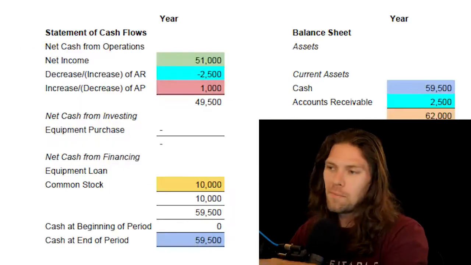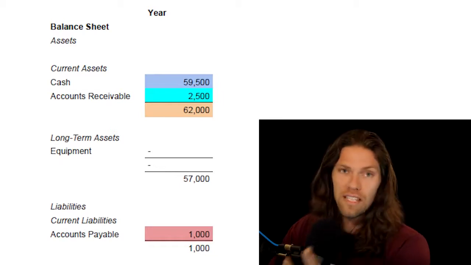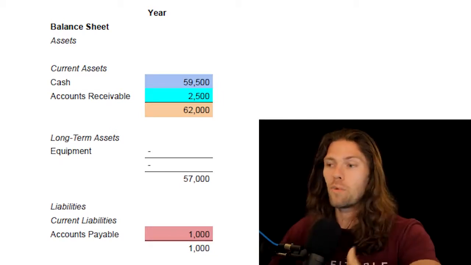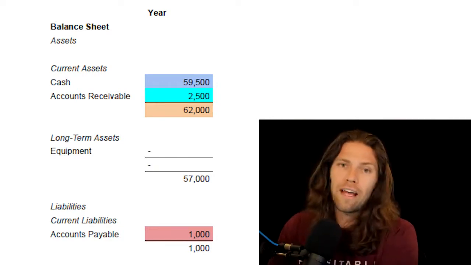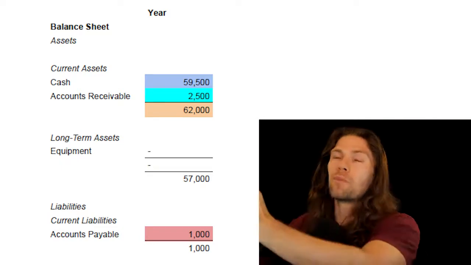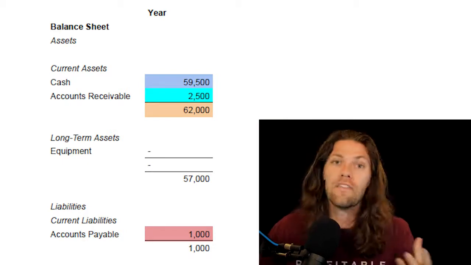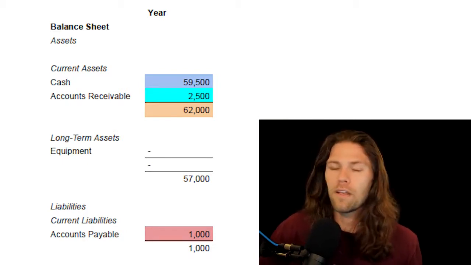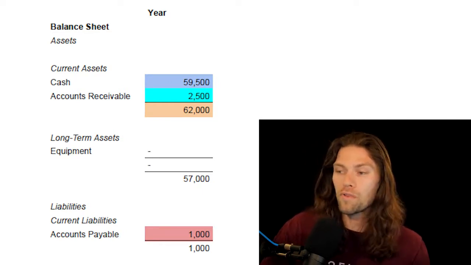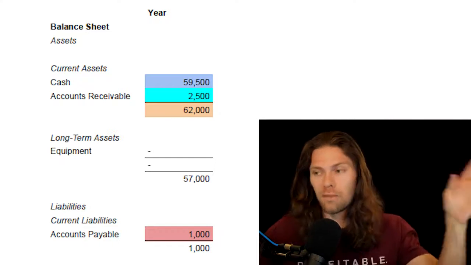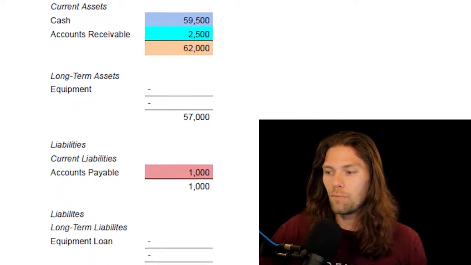So if we look at Max's Meats balance sheet here, we can see the cash is $59,500. The accounts receivable, money that we expect to come in, is $2,500. Because we expect to be paid by our customer, we're going to add that to our net worth. Because the customer owes us a debt, we're adding that to our net worth. So our total net worth is $62,000 for this company. Our long-term assets and equipment are still blank because we're keeping this simple. Our only current liability is that $1,000 in accounts payable. That's what we owe our supplier, $1,000. That needs to be deducted from our company's net worth. So our total liabilities are $1,000.